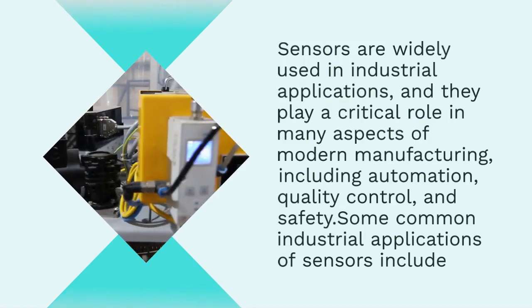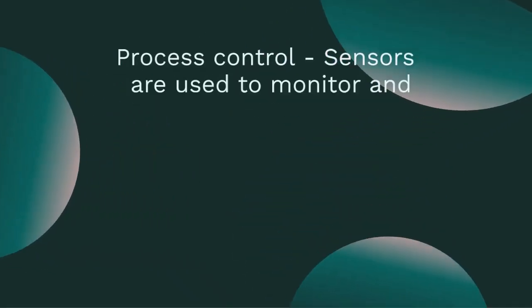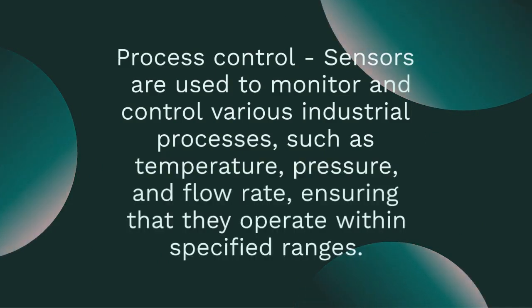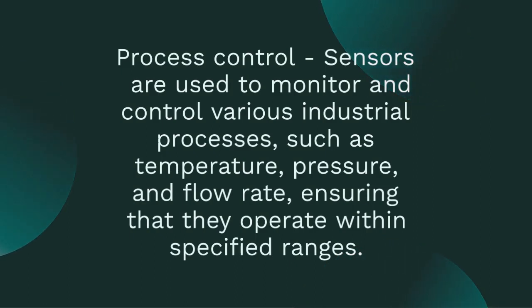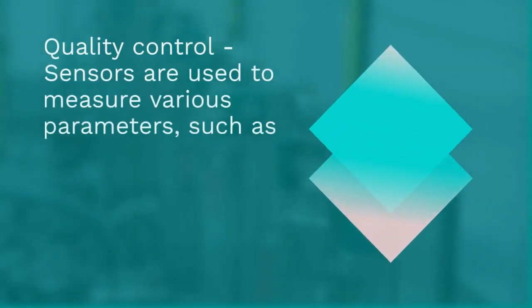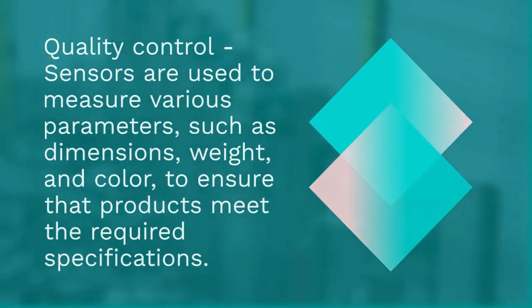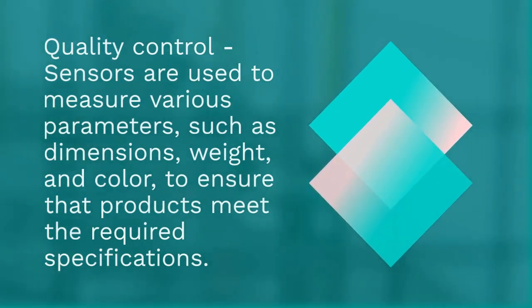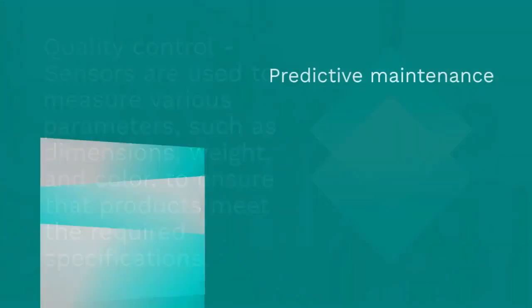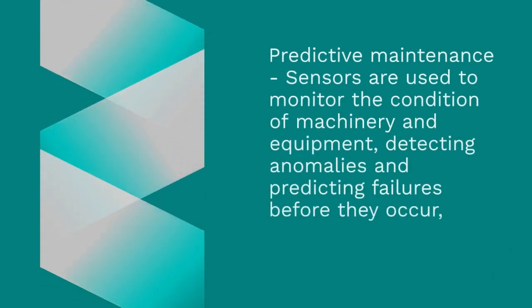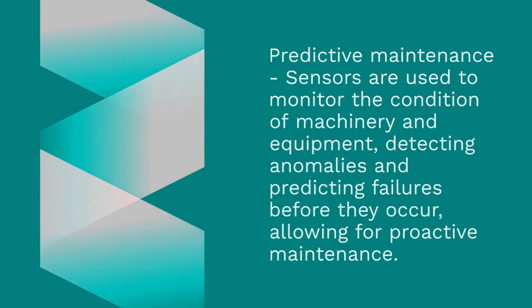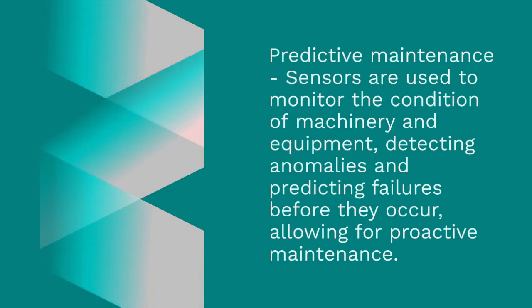Some common industrial applications of sensors include process control. Sensors are used to monitor and control various industrial processes, such as temperature, pressure, and flow rate, ensuring that they operate within specified ranges. Quality control. Sensors are used to measure various parameters, such as dimensions, weight, and color, to ensure that products meet the required specifications. Predictive maintenance. Sensors are used to monitor the condition of machinery and equipment, detecting anomalies and predicting failures before they occur, allowing for proactive maintenance.